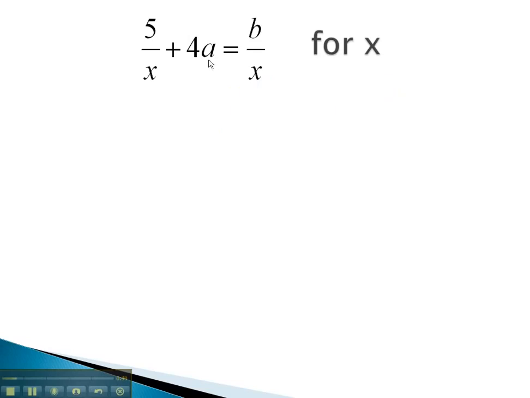In this problem, you might make the 4a into a fraction by putting it over 1. Now, as I look at my fractions, I might notice that the least common denominator is the x. So we multiply each term by this x. Notice, in the first and last fractions, the x's will divide out completely. This will leave 5 plus 4ax equals b.